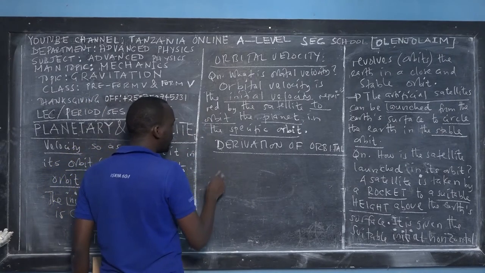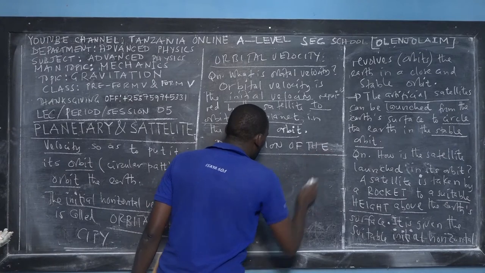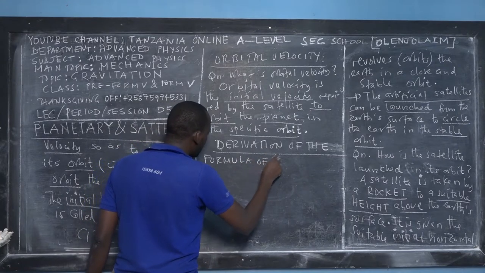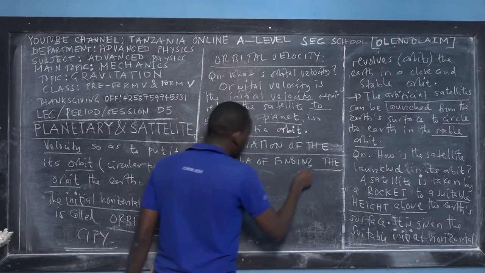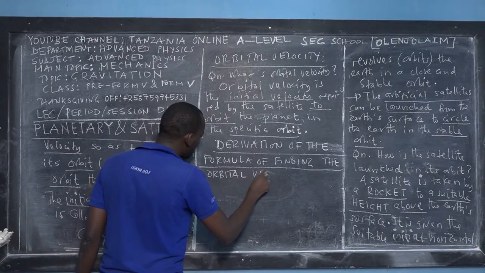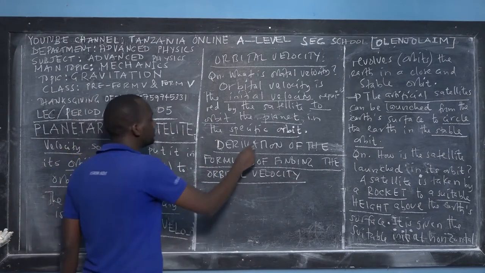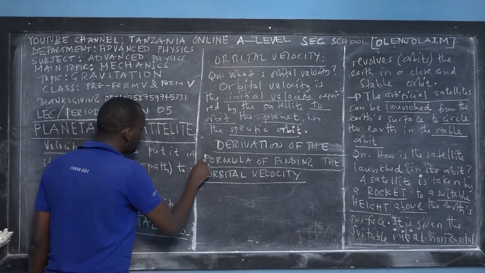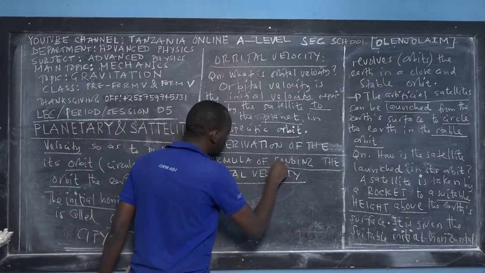Derivation of the formula for finding the orbital velocity. So let us learn how we can derive this orbital velocity, or the formula for finding the orbital velocity.